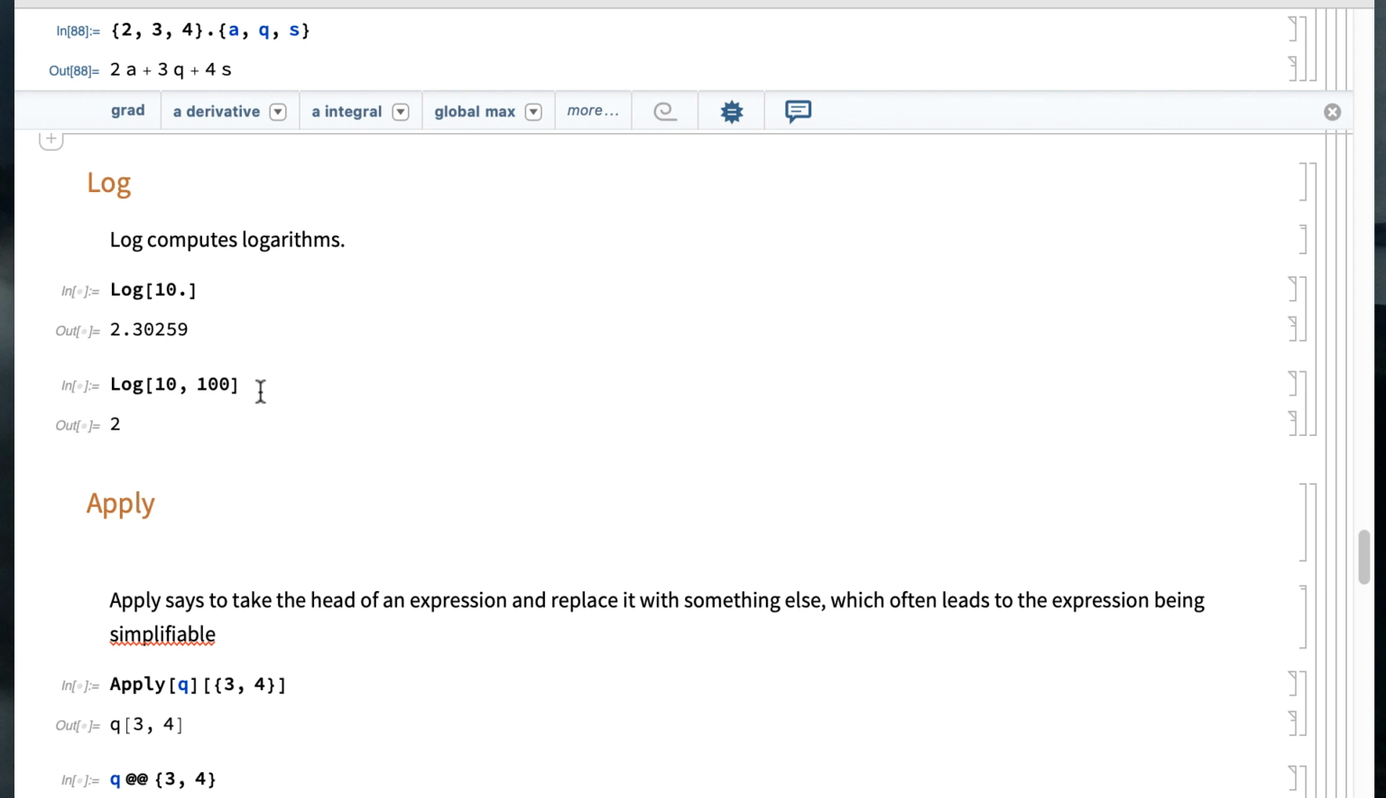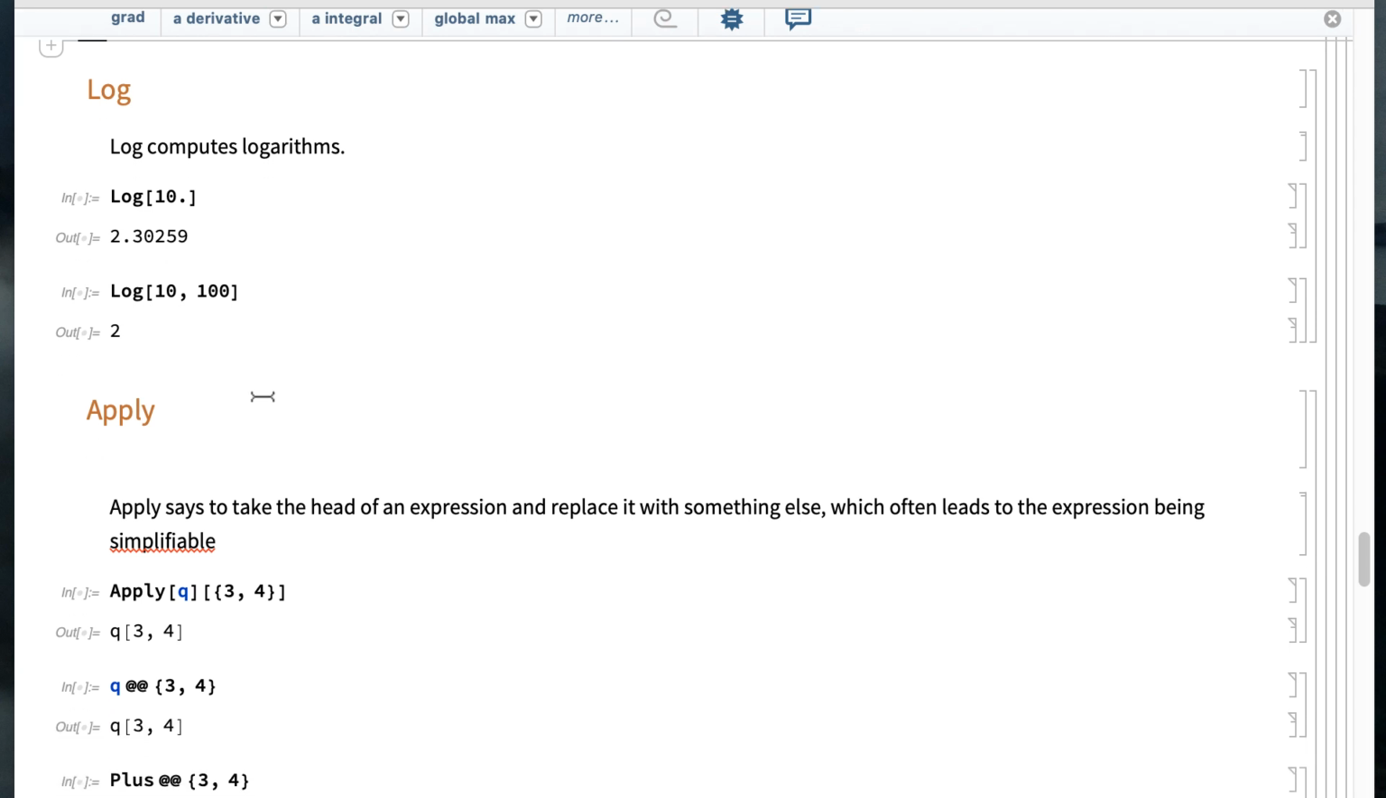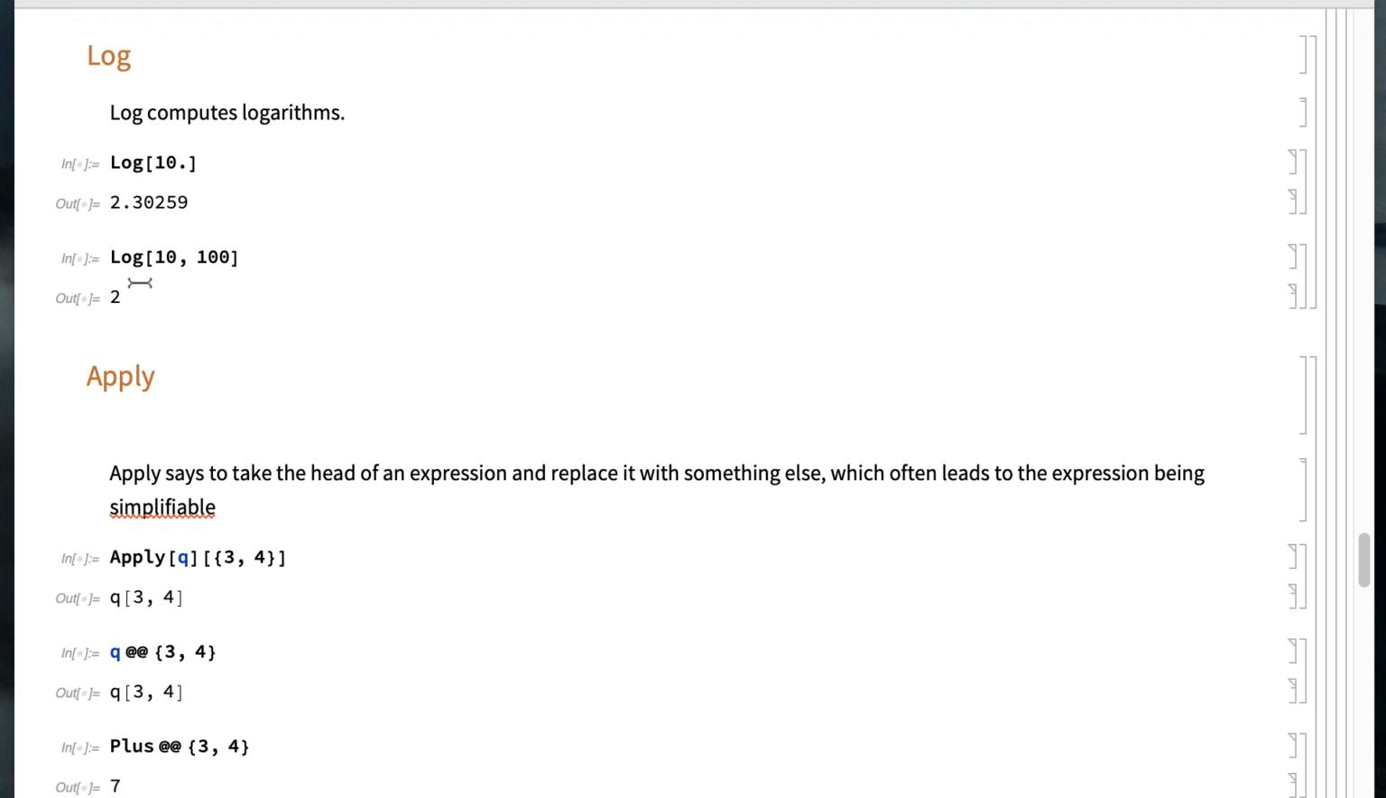Log. You remember logarithms? Logarithm. So what's the log of 10? It's 2.3 because that means that e, that hideous number e to the 2.30259 power, is 10. What if I want to use a different logarithm base? What do I want to know? Hey, 10 to what power is 100? It's going to tell me that's 2 by using the log.